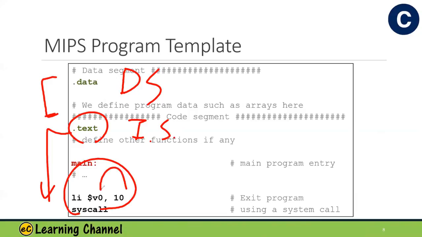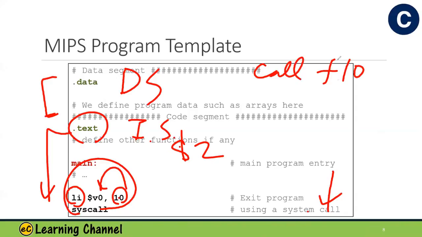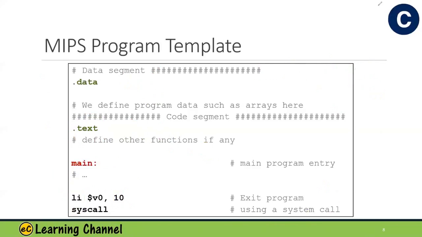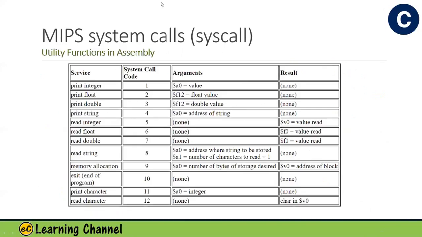You load 10 into this register called V0. V0 is actually register number 2, right? And load immediate data. So you load a 10 over there and then call syscall. So actually you are calling function 10, something like that. Calling function 10. And what is function 10? Function 10 is the finish of the program. You will just finish your program. That's your function 10. Okay, here are the system calls.